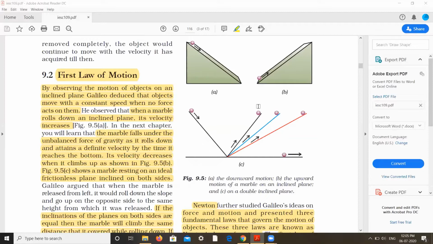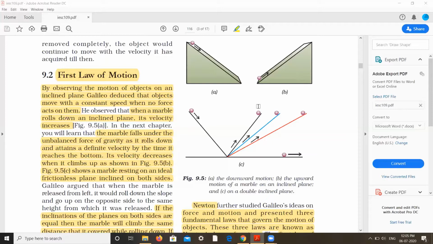By observing the motion of an object on an inclined plane, Galileo, the famous scientist, his actual name is Galileo Galilei, deduced that the object moves with a constant speed when no force acts on it. In simple words, when there is no extra force or unbalanced force acting on the object, it will move with a constant speed or a fixed speed.